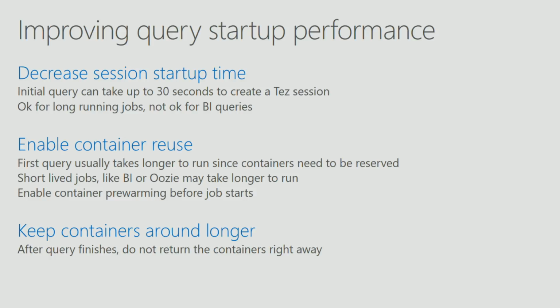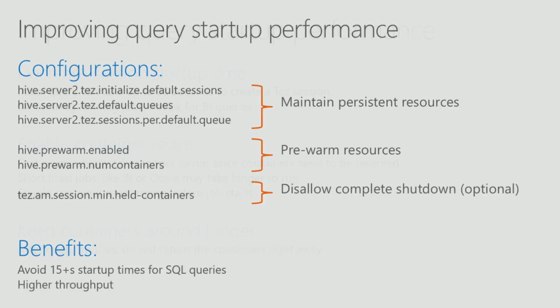Secondly, even if your application master is up, your query doesn't run in the App Master, right? The query runs in the containers that the App Master has. And these containers, if they're reused across queries, it'll run much faster. So if there's some way you can tell Hive Server 2 to keep those containers and make them available for reuse, that'll make your queries faster. And the third setting is, is there any way to keep your containers around longer, even after the query finishes? So those are the three things you can optimize.